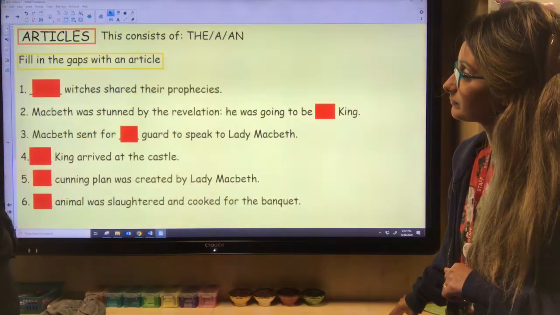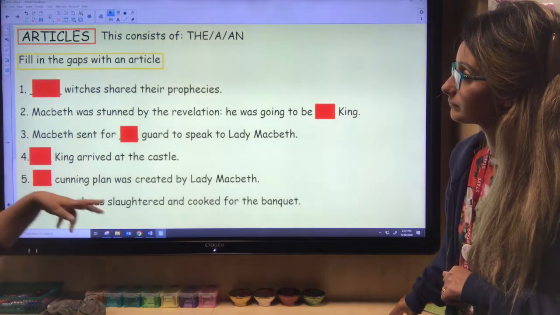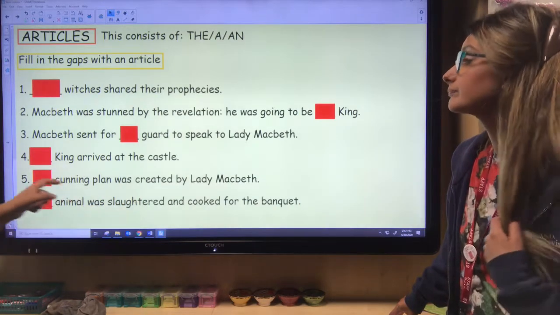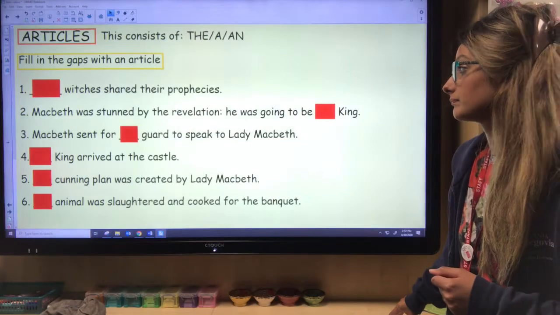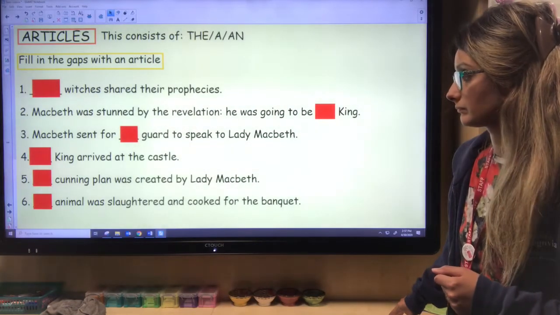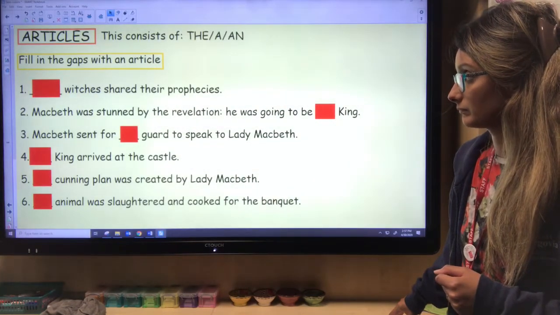Okay, so it says here, fill in the gaps with the articles. So I'm just going to show you the sentences. There are 6 in total. All these sentences are related to Macbeth, okay? First one says, something witches shared their prophecies. Number 2, Macbeth was stunned by the revelation. He was going to be king.